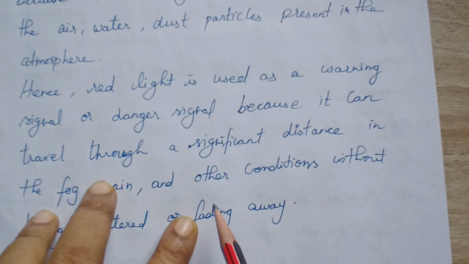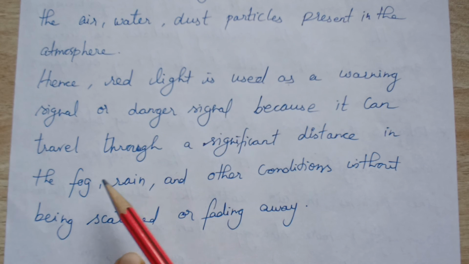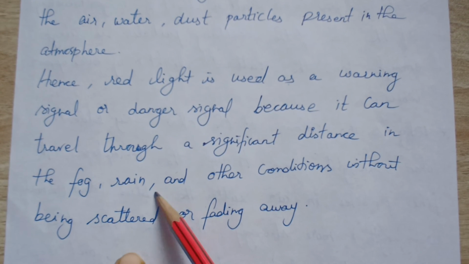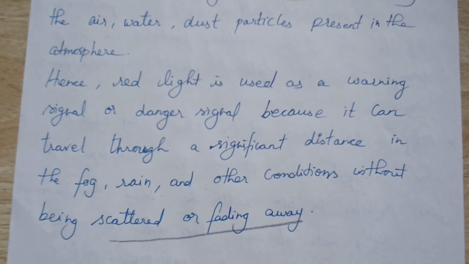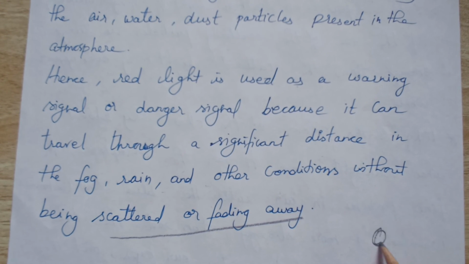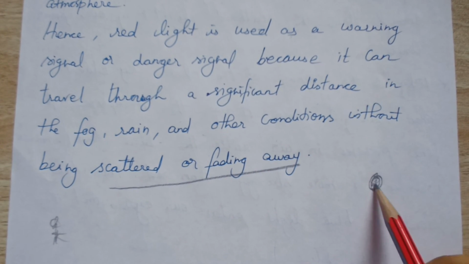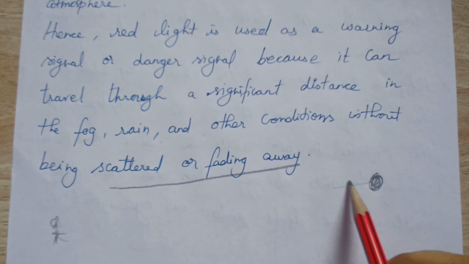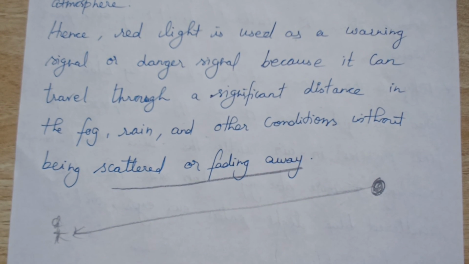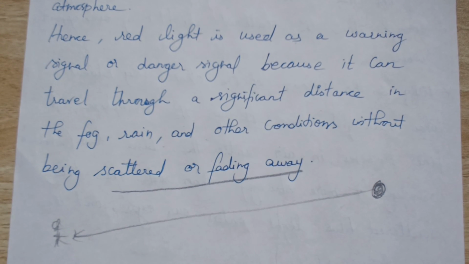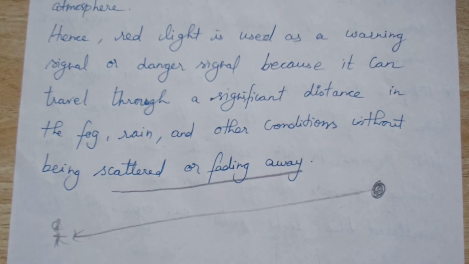Hence red light is used as a warning or danger signal because it can travel a significant distance in fog, rain and other conditions without being scattered or fading away. It can travel through a longer distance. For example, if the signal is kept here and you are standing here, you can see the red light or warning signal present there, because without any dispersion or scattering, it can reach your eye. That is the main thing. And also you will see the same red color. That's why danger signals are kept in red color. Okay, thank you.